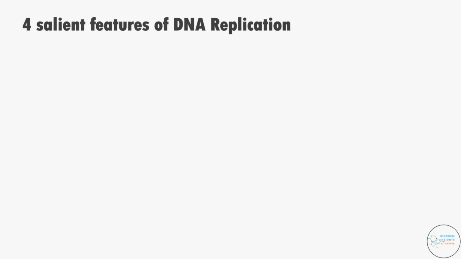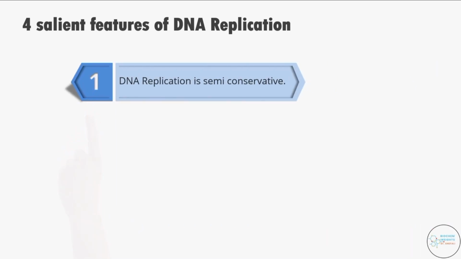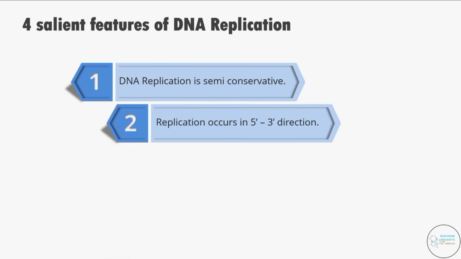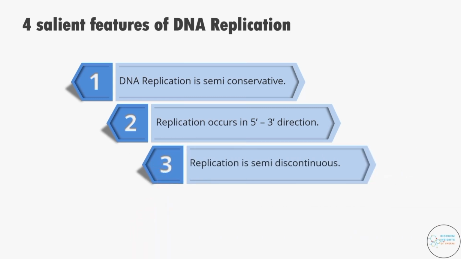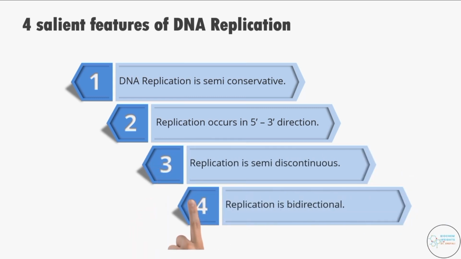Now let's discuss the salient features of DNA replication. Number 1, DNA replication is semi-conservative. Number 2, replication occurs in 5' to 3' direction. Number 3, replication is semi-discontinuous. And number 4, replication is bidirectional.